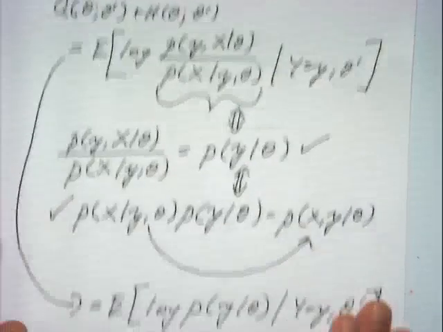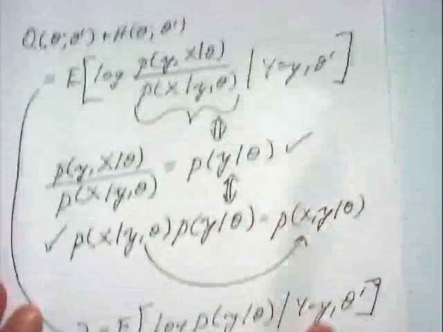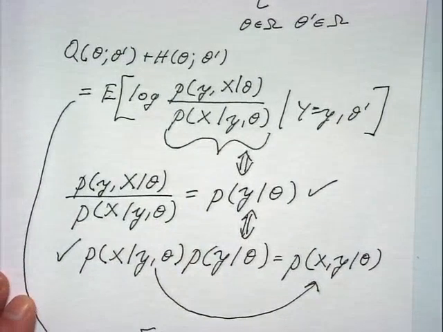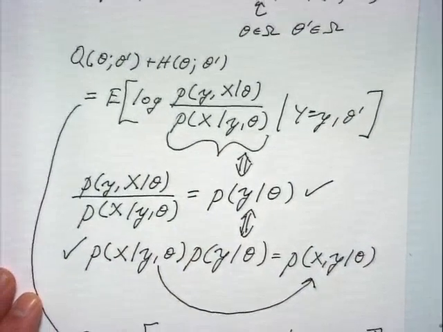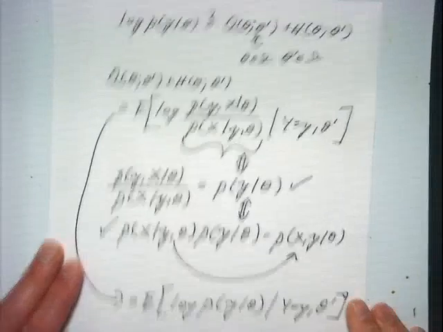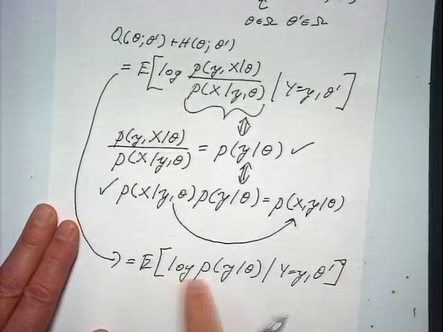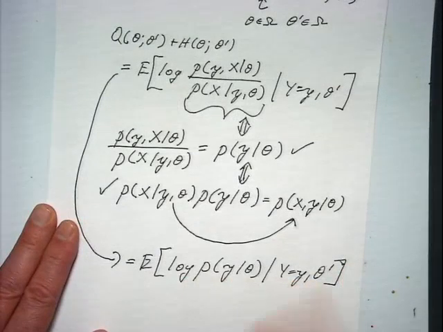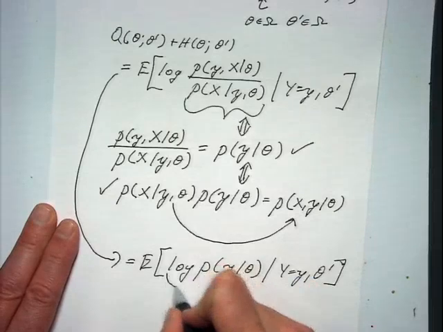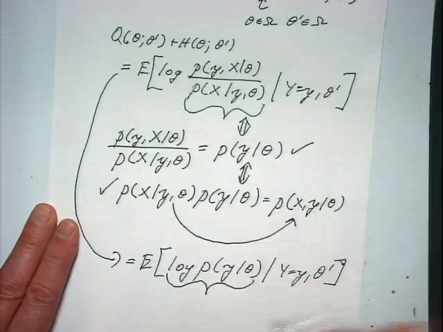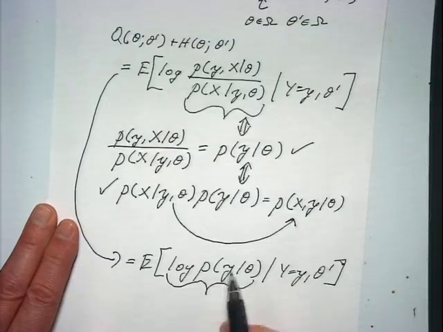So therefore, the sum of the h and the q functions has to be, let me zoom out a little bit, the sum of the h and the q function has to be equal to this expectation of the log of p of y given theta over y and theta prime. Now, there's a little interesting detail, which is that the conditional probability of y given theta is not a random variable. Okay? There's nothing random in here.